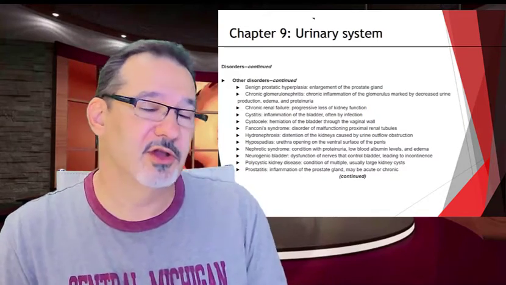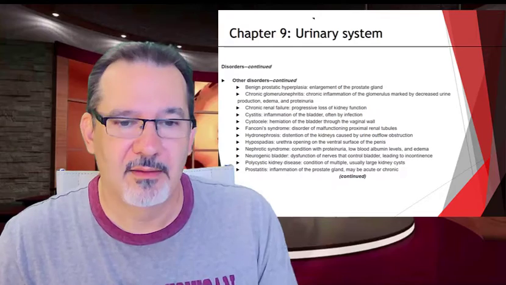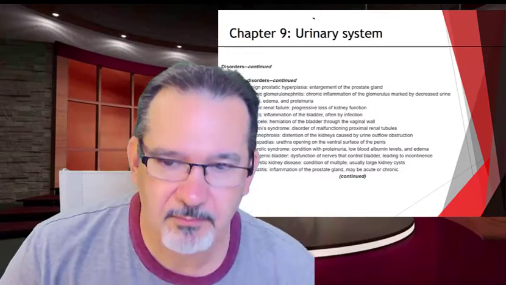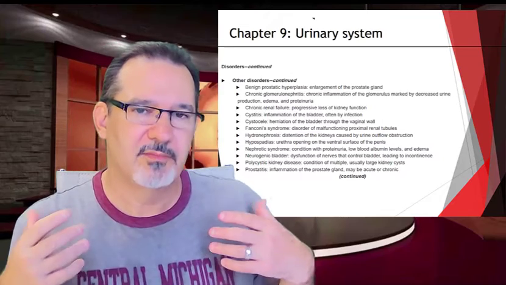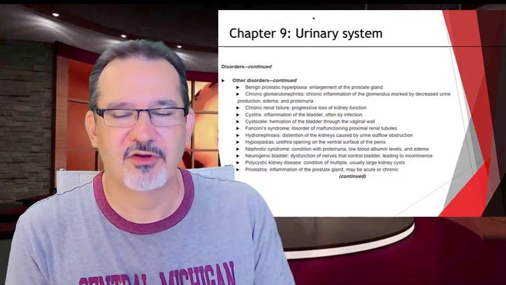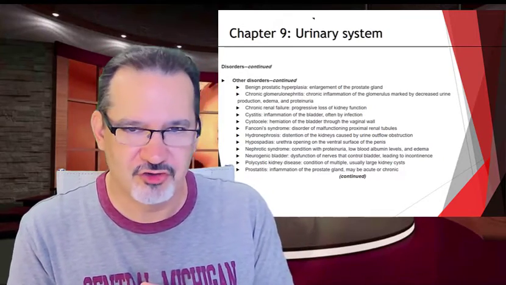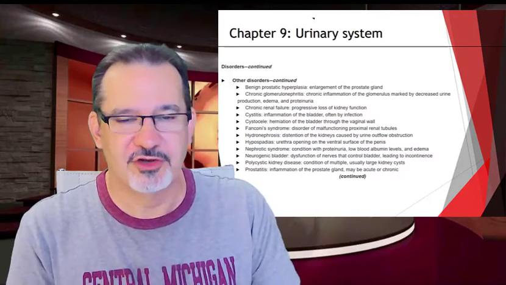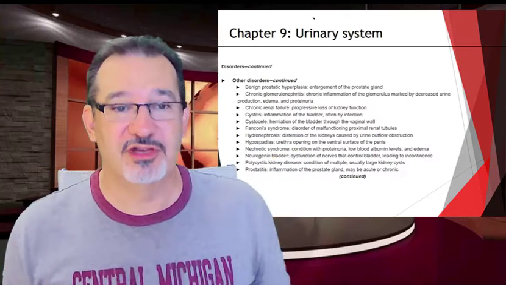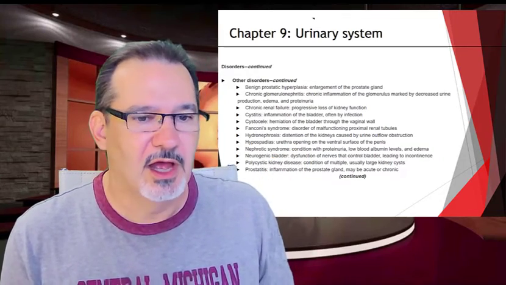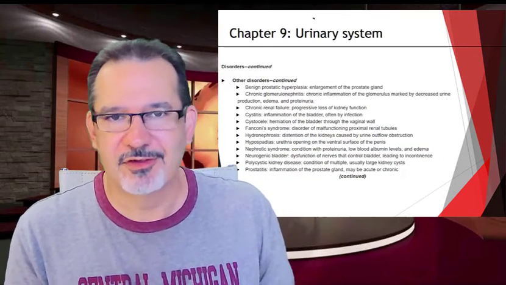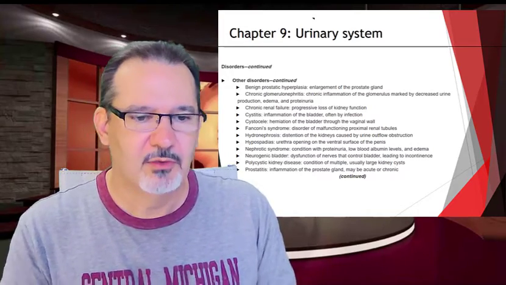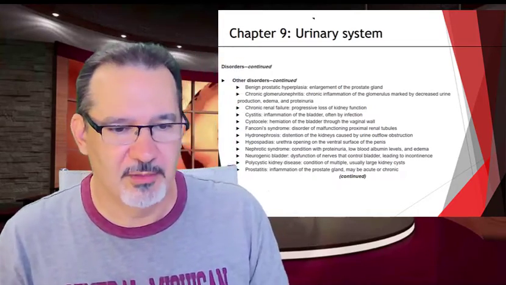Chronic glomerulonephritis is another good one. Chronic inflammation of the glomerulus, which is usually symptoms that present are going to be decreased urine production, increased fluid retention, and elevated protein levels. Okay. Chronic renal failure, opposite of acute renal failure. Chronic, it's progressive loss of kidney function, which will lead into a couple of things we'll talk about next.